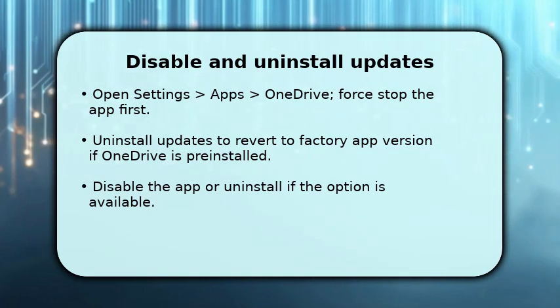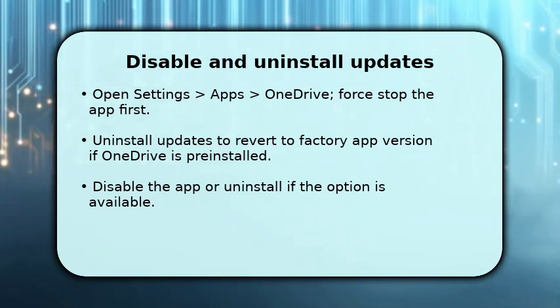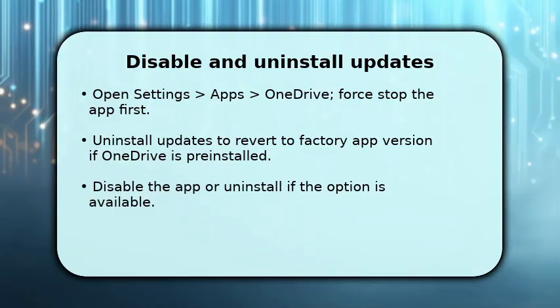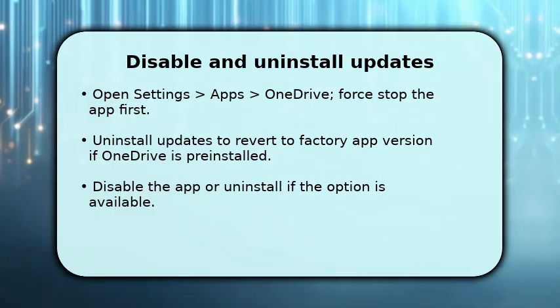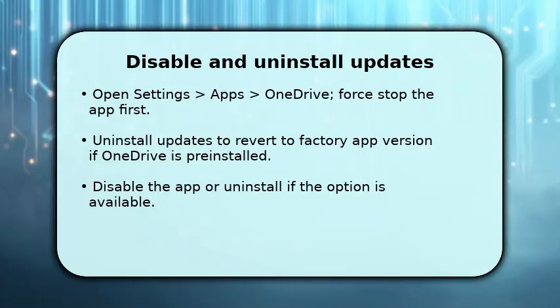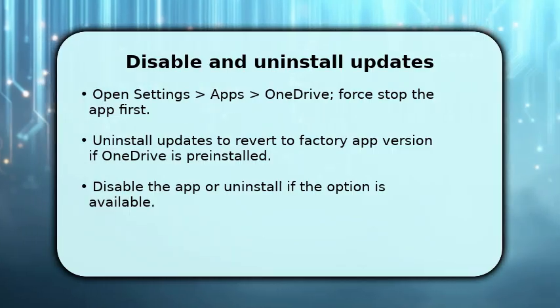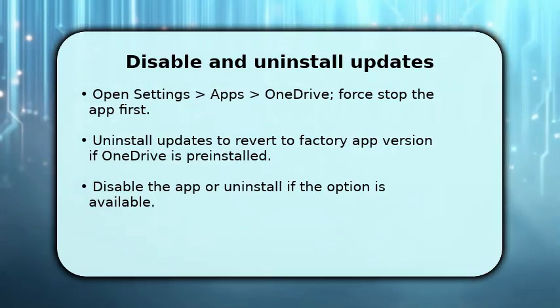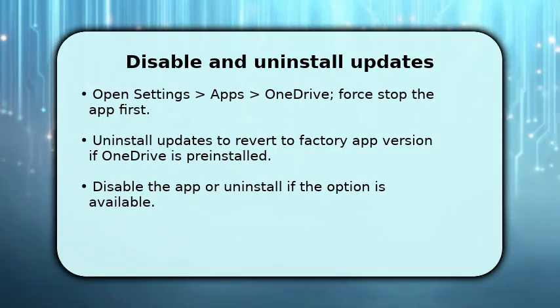Next, go to Settings, Apps, OneDrive, and Force Stop to halt background processes. Tap the three dots or App Details and choose Uninstall Updates. This often enables the Disable button on Samsung phones where OneDrive is pre-installed. Once updates are removed, tap Disable to stop it from running and hide it from the launcher.